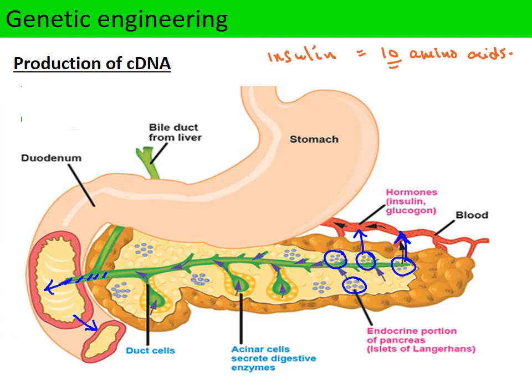So one way of making human insulin genes is to extract the messenger RNA from these islet cells in the pancreas, because we know if they're going to make the insulin protein, the insulin gene is going to be transcribed to a high level to make lots and lots of insulin messenger RNA inside the cells. The insulin messenger RNA is needed at the ribosomes, where it's translated into the insulin protein. So we can extract these pancreas cells, break them open, and take out lots and lots of insulin messenger RNA.